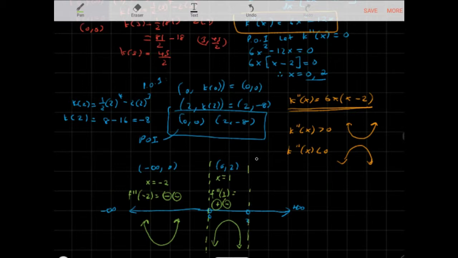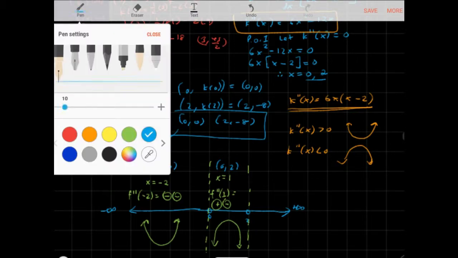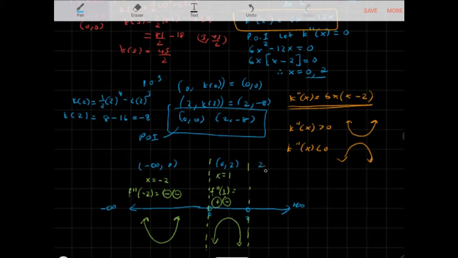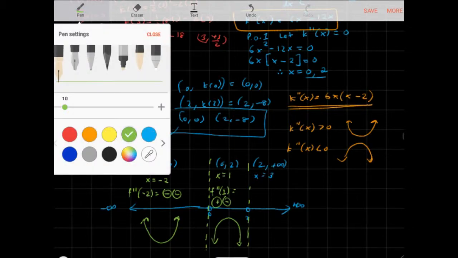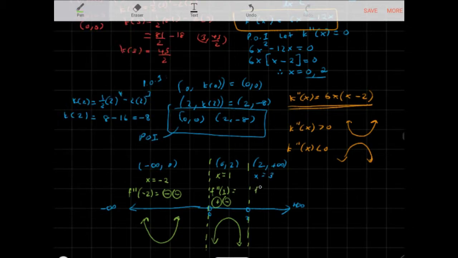The last interval here is between 2 and positive infinity. I'm going to pick a value in that interval. Let's say x is equal to 3, so you're doing f double prime of 3. You're going to get positive and positive, so the overall sign is positive, and if the second derivative function is positive, it's a concave up portion.